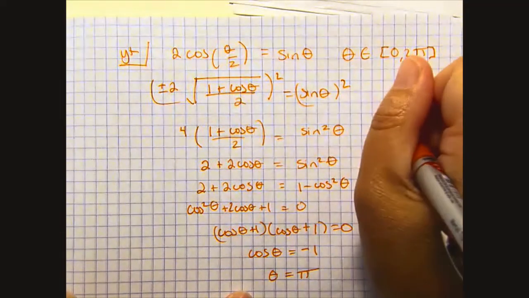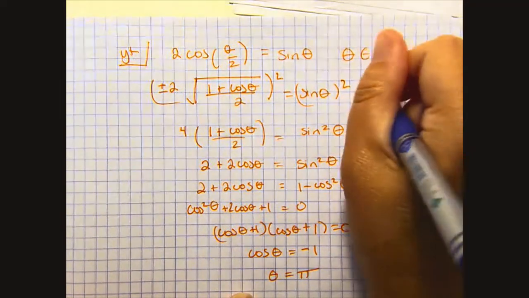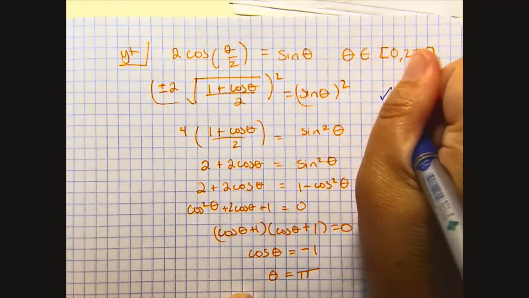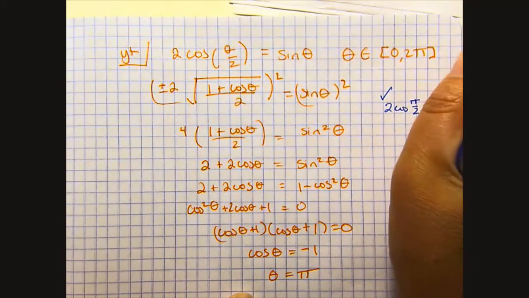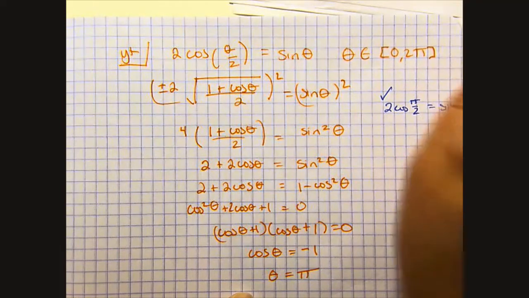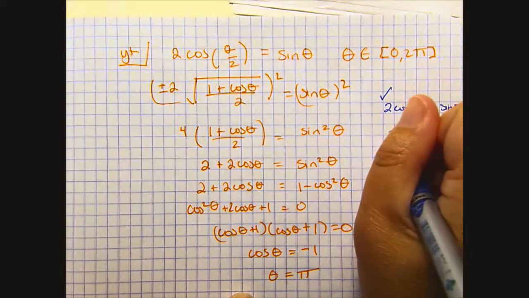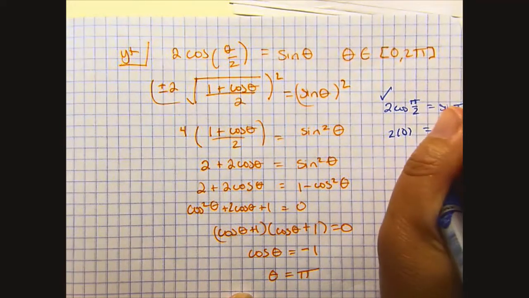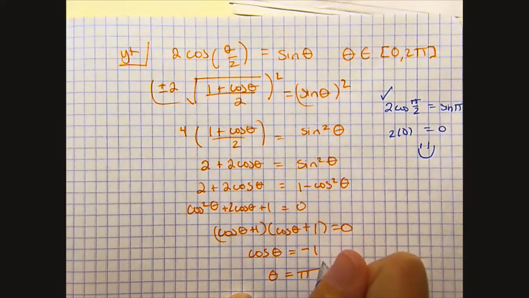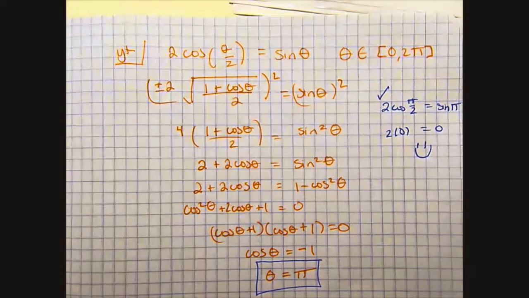But so we plug into the original problem, and our check is 2 cosine of pi over 2. Does that equal sine of pi? Cosine of pi over 2 is 0. 2 times 0 is 0. Does that equal 0? The answer is yes. So our answer is theta equals pi.